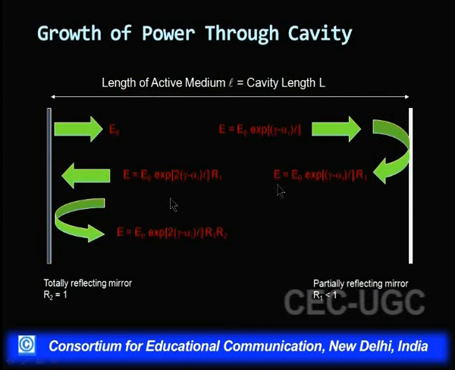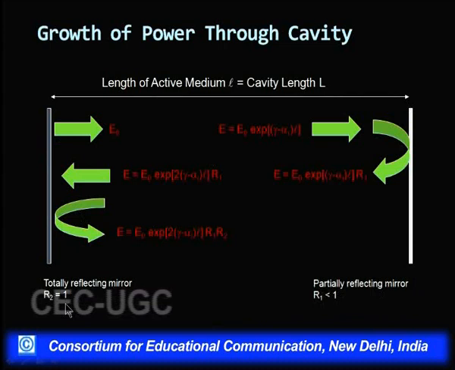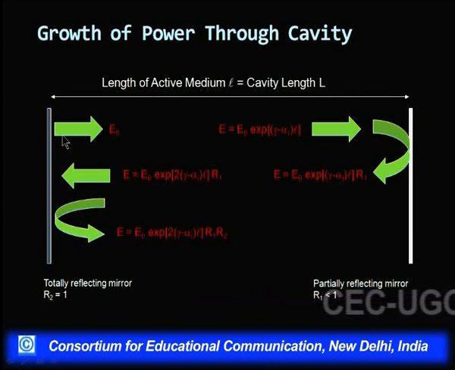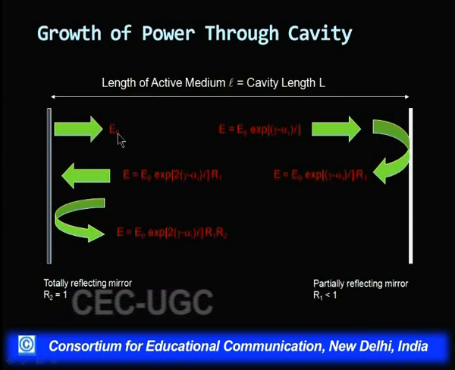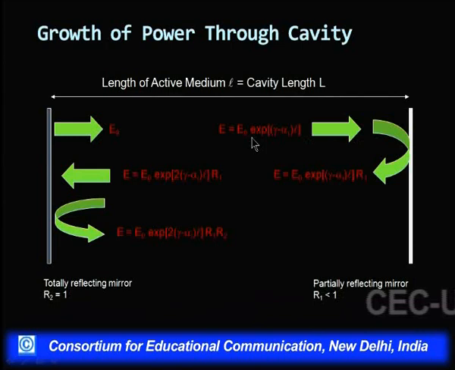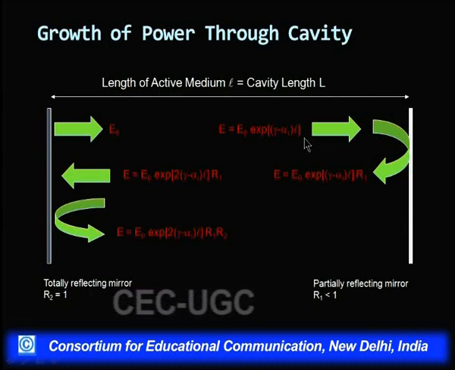Now here we see that this is a total reflecting mirror, R2 is equal to 1. Here is the partially reflecting mirror, R1 less than 1. Then here we see that light is coming from, this is the incident light whose energy is E naught, and it is moving, and this will change. E is equal to E naught exponent of gamma minus alpha IL into L.